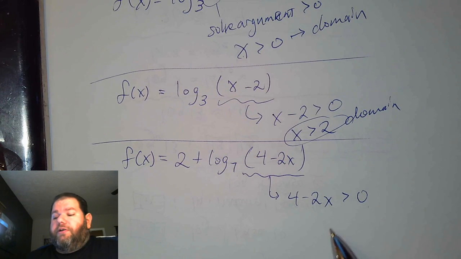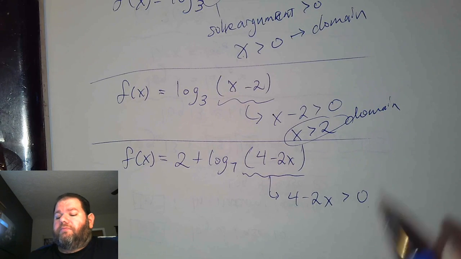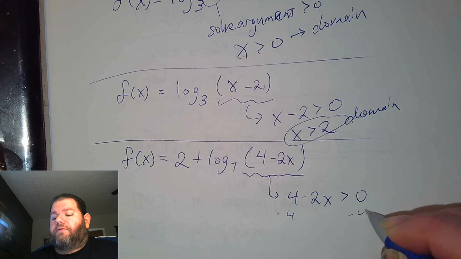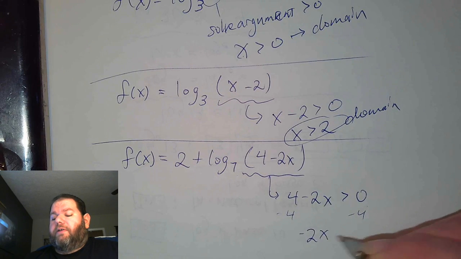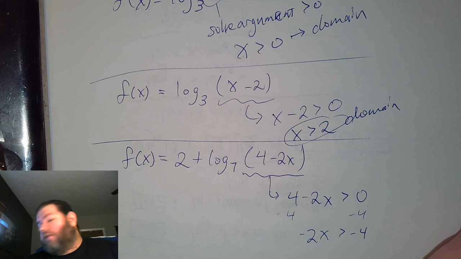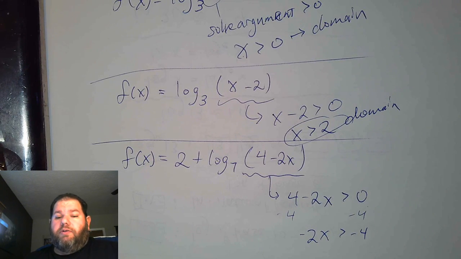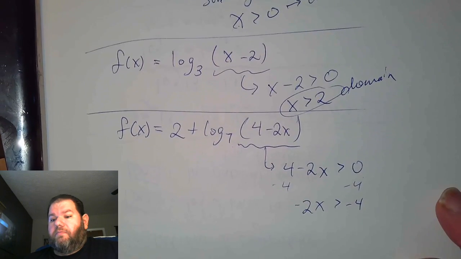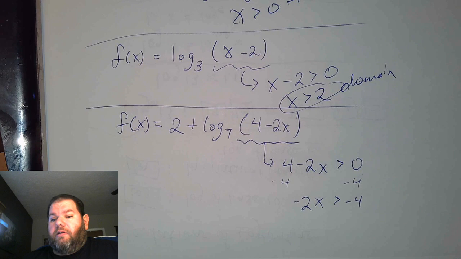What is the solution here? Let's see, we subtract the 4. So negative 2x is greater than negative 4. X is greater than 2? Close. Let's wrap this up first, and I'll look at that problem. Less than.